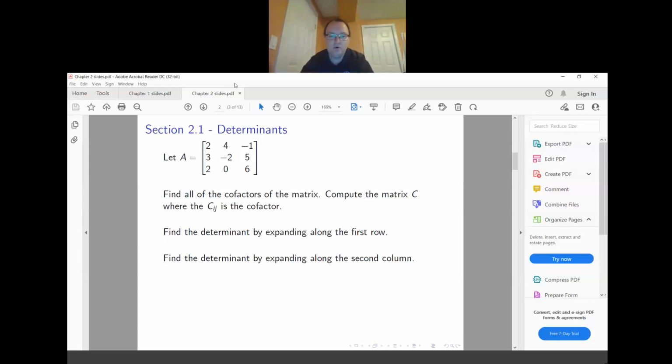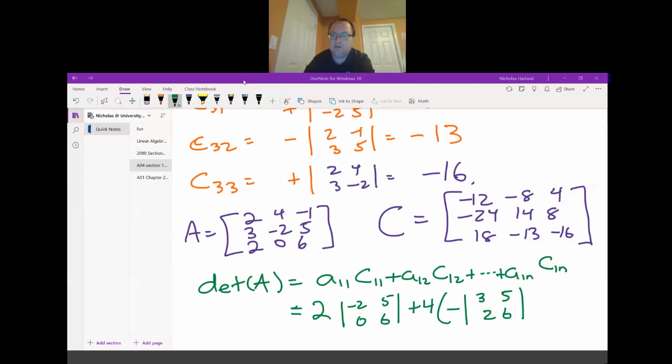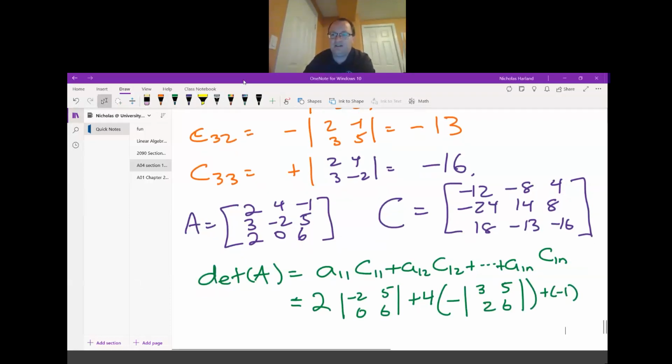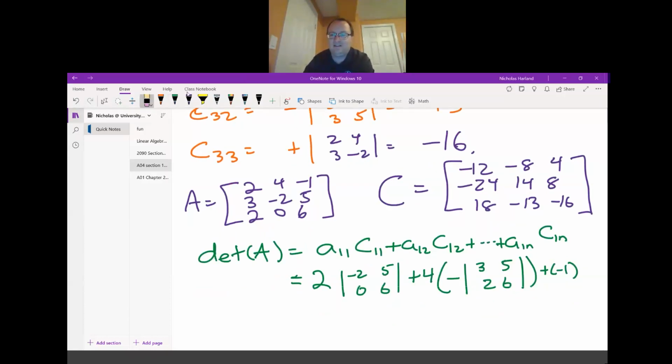So that would be 2. Now we already have the answer, so I'll come back to that. But if we had, it would be 2 times the determinant, negative 2506, plus 4 times the negative of the determinant, 3526. And then plus negative 1, and then 3, negative 2, 2, 0.